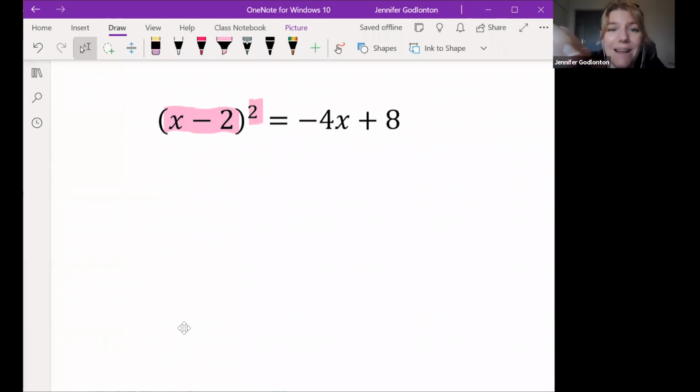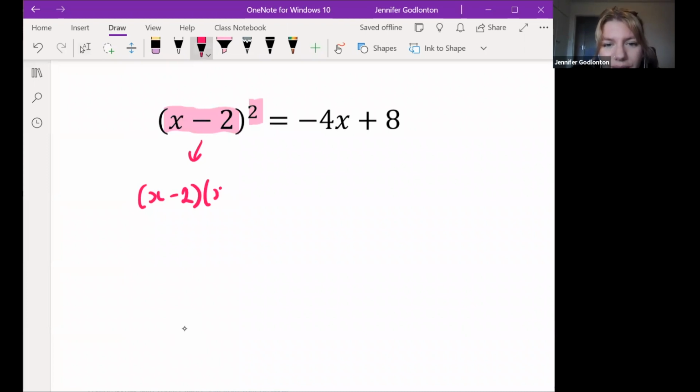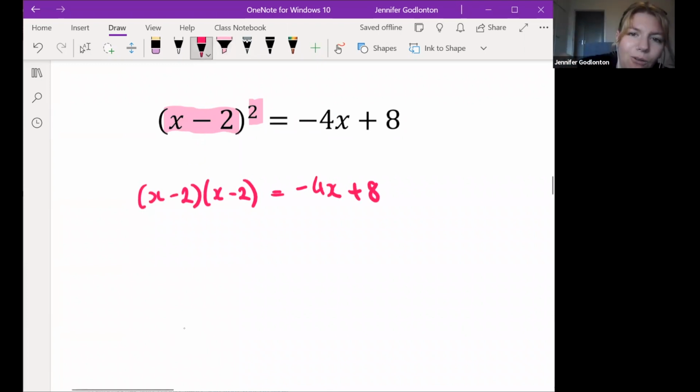Yeah, good, Naledi, absolutely. So we're going to write that as x minus 2, x minus 2. And then we're going to do our FOIL.